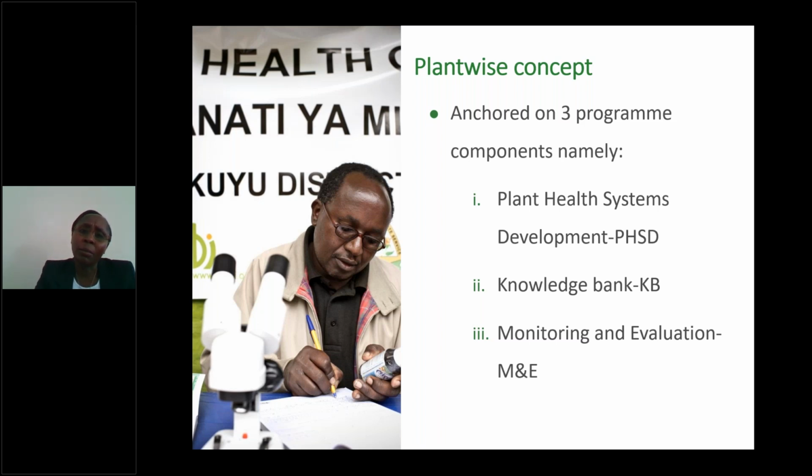So the Plantwise concept is anchored on 3 program components, and the first one is what we call the plant health systems development, or the PHSD. And then we have the knowledge bank, which essentially supports what happens at the plant clinics, which lie under PHSD. And then we have the monitoring and evaluation component, which essentially helps us to learn lessons, as well as to know whether we are creating impact, whether we are achieving whatever we had set out to do. Next slide, please.